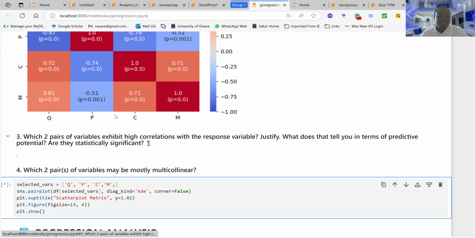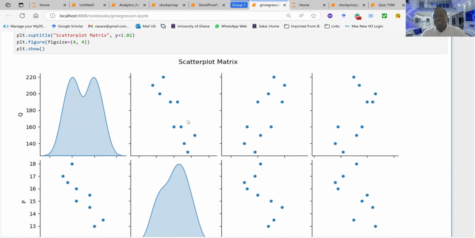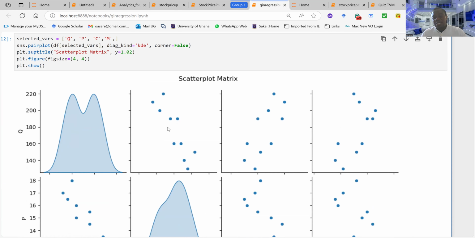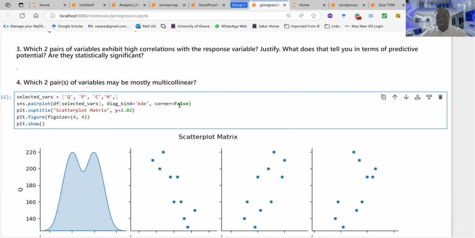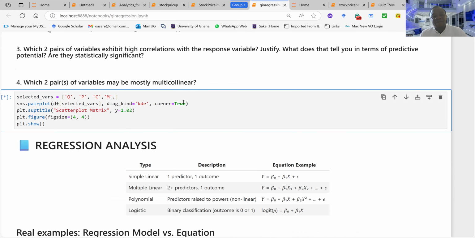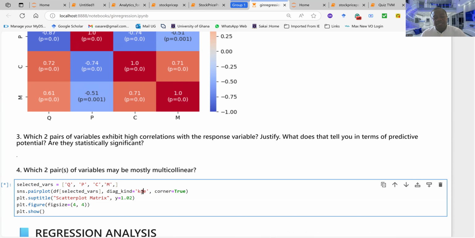But when it comes to the graph, when you're using the pair plot, you can indicate here. So now you can see that when you say false, it will bring all the mirror images, as you can see, the left and right. But once you set corner to true, it will clear all of the right part of the graph so that you don't have any clutter to show. And like I said, you can change this one to density instead of the KDE.